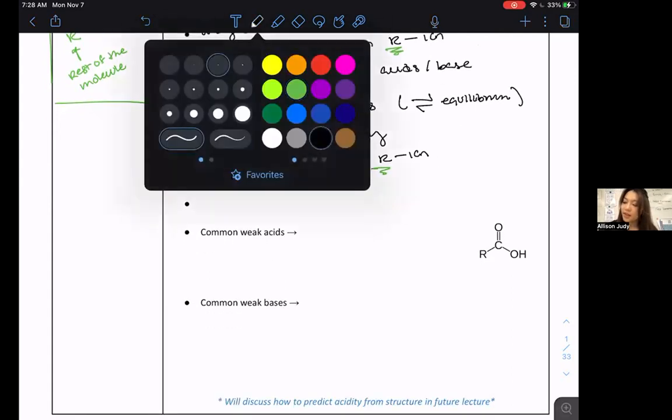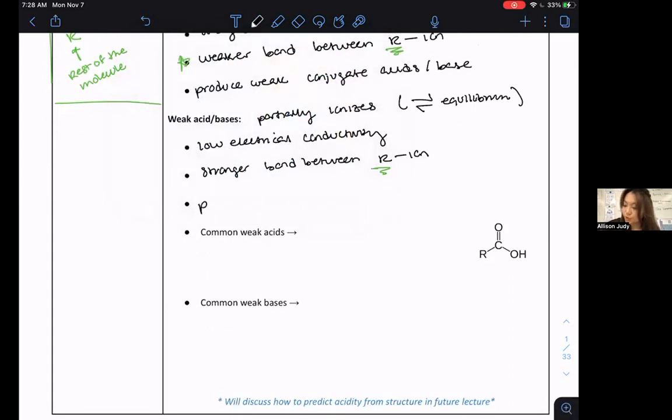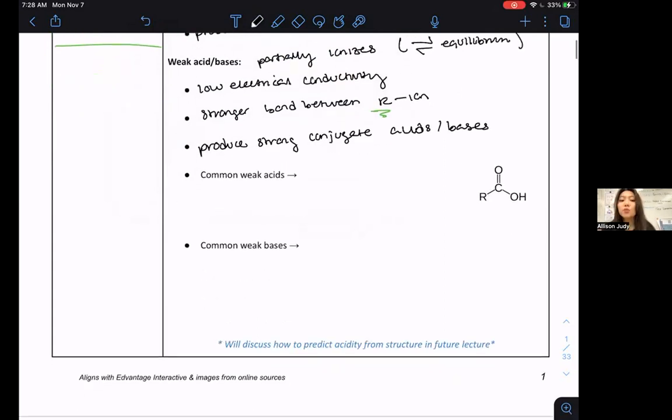Okay. And then we see that they tend to produce strong conjugate acids or bases. So the conjugates end up being a better acid or a base. So we have some common weak acids that we can categorize based off of structure. And again, I will highlight that this discussion on how structure affects function or how structure affects properties of acids and bases, we will be addressing in class. Okay, and this kind of goes with it.